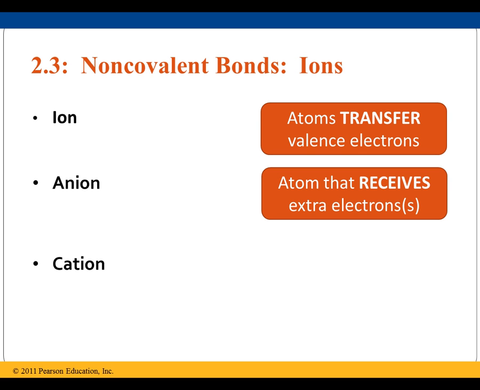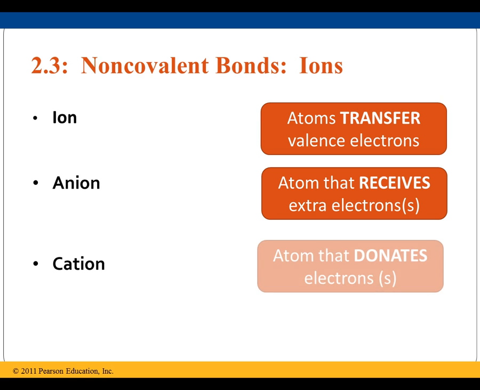Conversely, a cation must be positively charged. So what did it do with its electrons? Lost, transferred, donated its electrons.